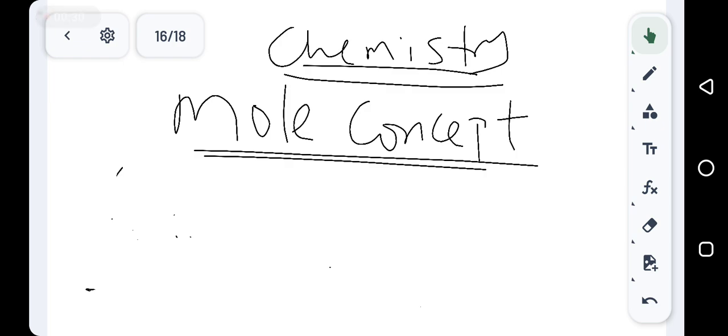If you want to get the temperature of a substance, we use Kelvin or degree centigrade. If we want to measure distance, we use the unit meter. If we want to measure mass, we use the unit kilogram or gram. But in chemistry, if we want to measure the amount of substance, we use the unit mole. So mole is the basic unit for measuring the amount of substance in chemistry.